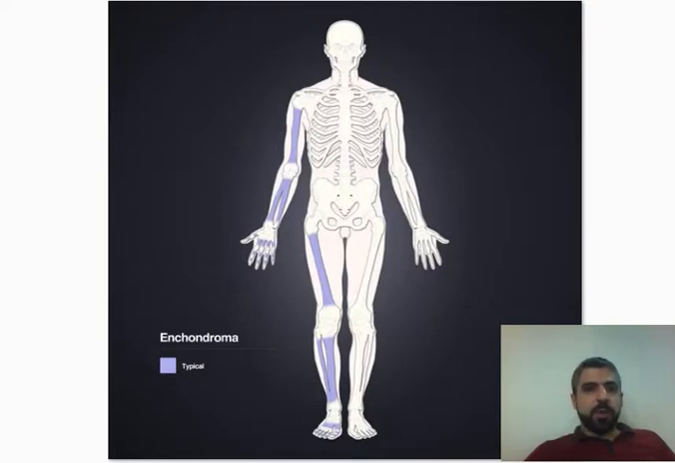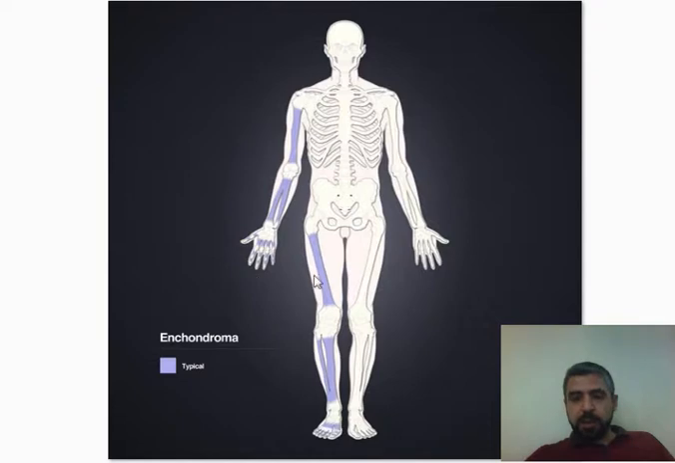Today we have a nice and common daily tip. We will talk about enchondroma. Enchondroma is a benign bone tumor. It's fairly common, usually seen between the ages of 10 to 30, 35 years old, and about 50% of them usually occur in the small bones of the hands and feet.